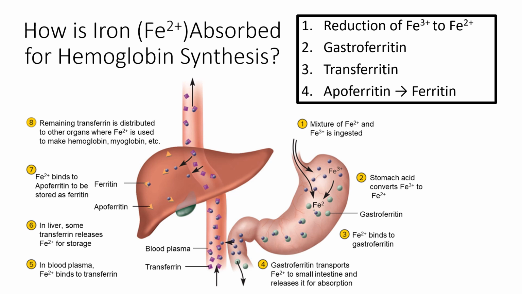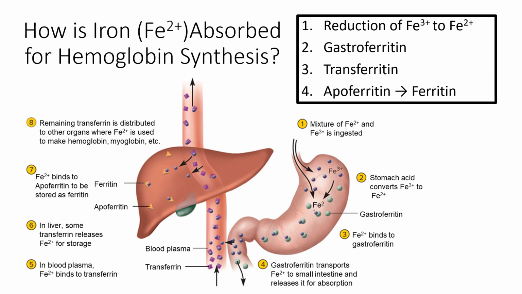That iron 2+ is then bound to gastroferritin. Think of ferritin: ferritin always means iron. The iron 2+ is going to bind to gastroferritin. Think gastro, stomach, ferritin, iron. So this is the carrier molecule in the stomach that binds iron. Gastroferritin will then transport all the iron 2+ into the small intestines, where it gives up the iron to allow the iron to be absorbed into the blood.